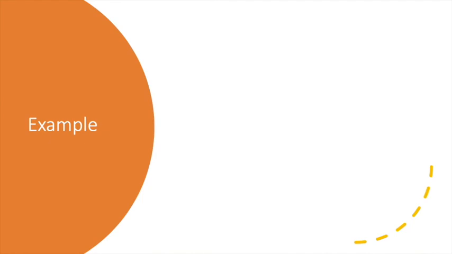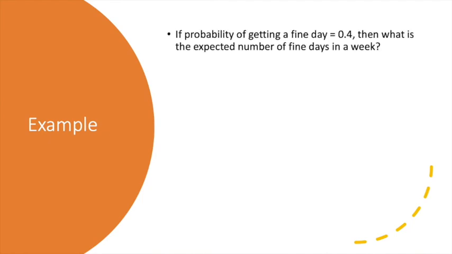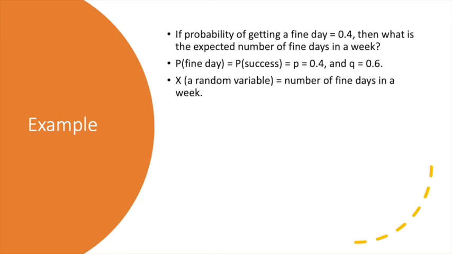So here's an example for you to try. If probability of getting a fine day equals 0.4, then what is the expected number of fine days in a week? So let's call the fine day a success, so that the probability of success, that is p, equals 0.4. And likewise, the probability of not getting a success is 0.6, or q. Then X is a random variable that counts the number of fine days or successes in a week or in 7 days. So X is binomially distributed with n equals 7 and p equals 0.4.